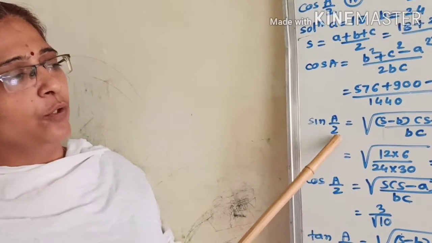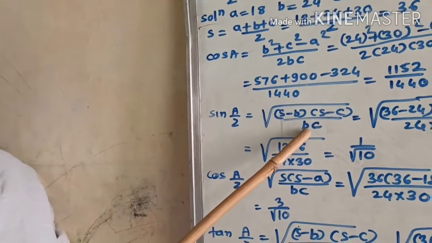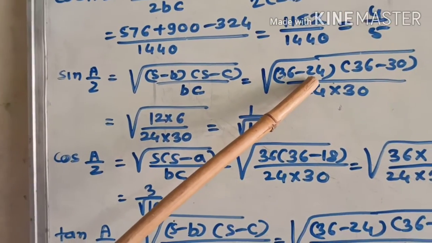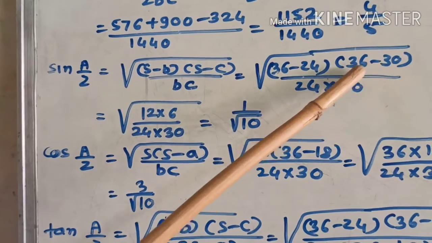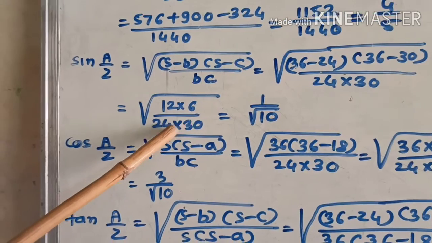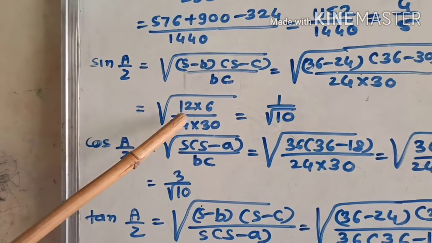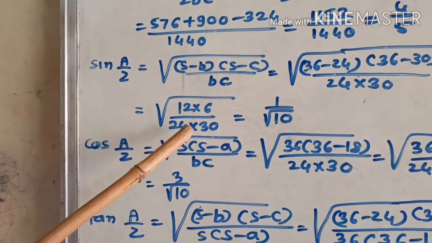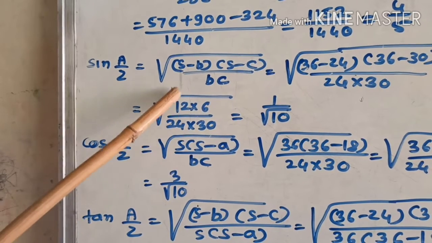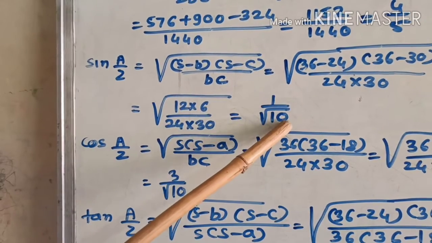Sin A by 2, we know the formula for sin A by 2: under root (S minus B)(S minus C) upon BC. The value of S is 36, b is equal to 24, c is 30. So 12 into 6 upon 24 by 30. Here 6 divided, 6 4s are 24, then 4 3s are 12 and 3 10s are 30, therefore 1 upon root 10.